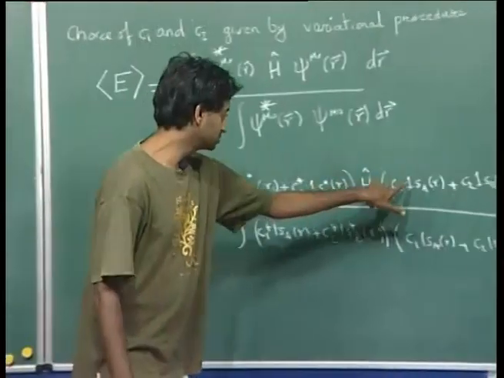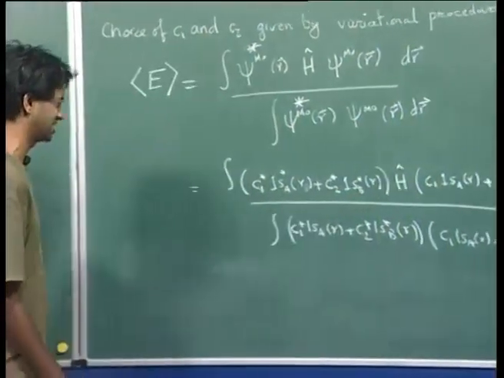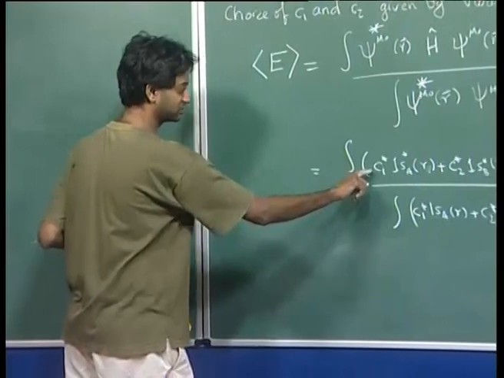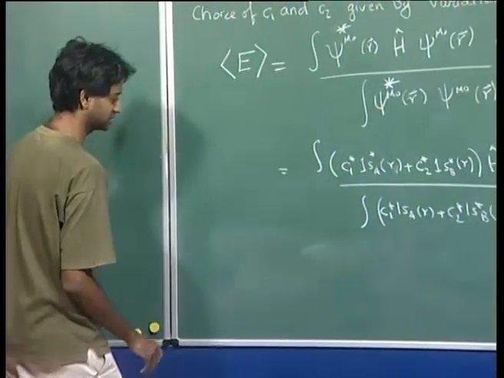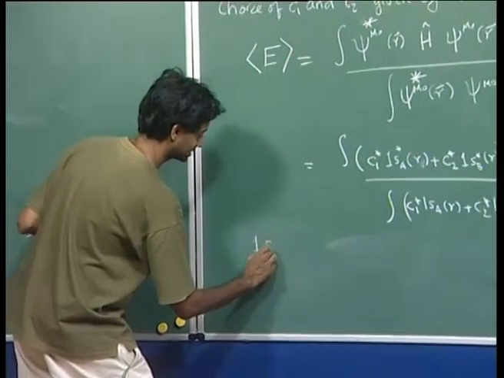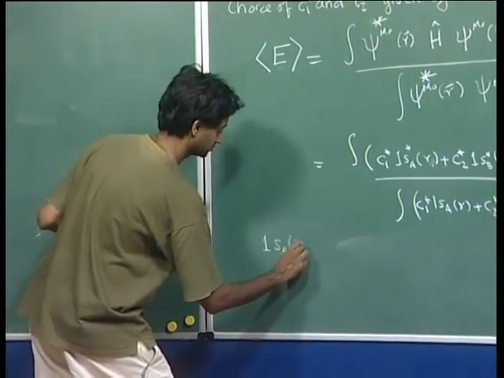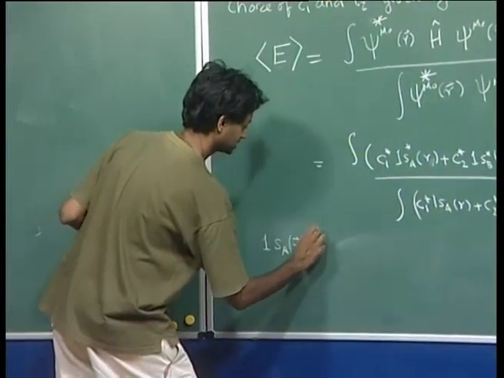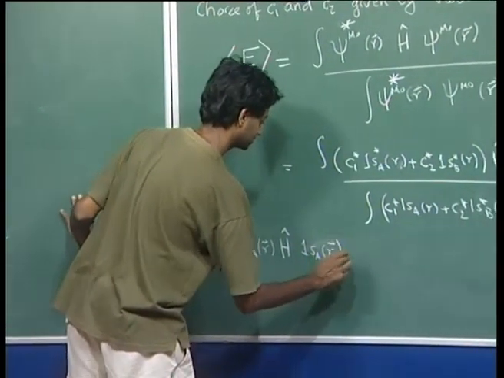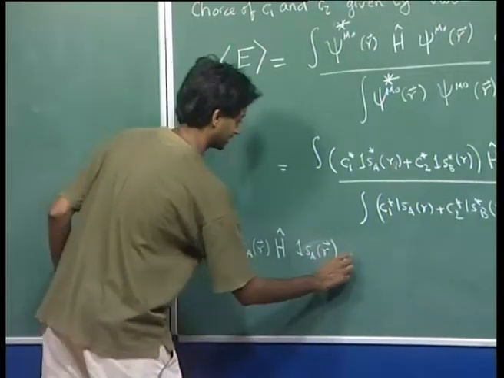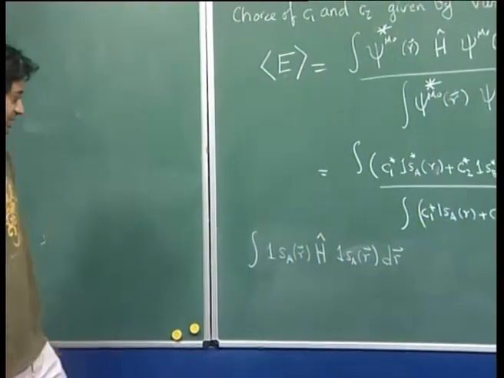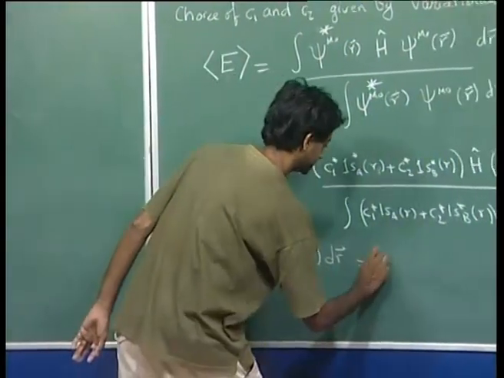Now we have 4 terms in the numerator and 4 terms in the denominator. The numerator will consist of terms of the form, if I exclude the constants, it will contain terms like the integral of 1sA of R, H, 1sA of R, dr. Okay. So this term we call HAA.